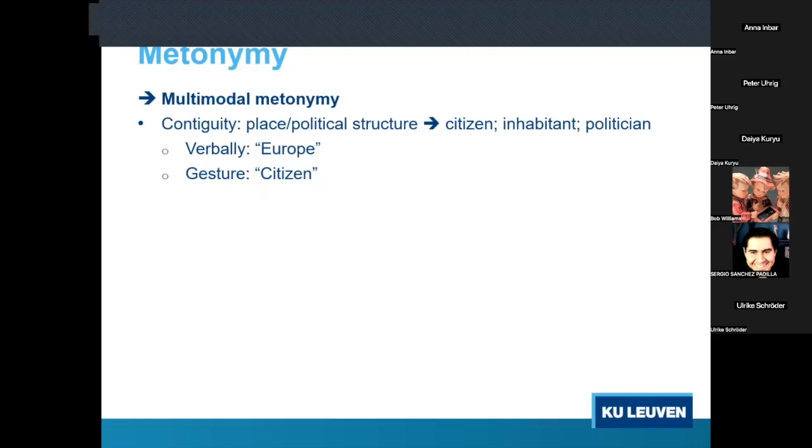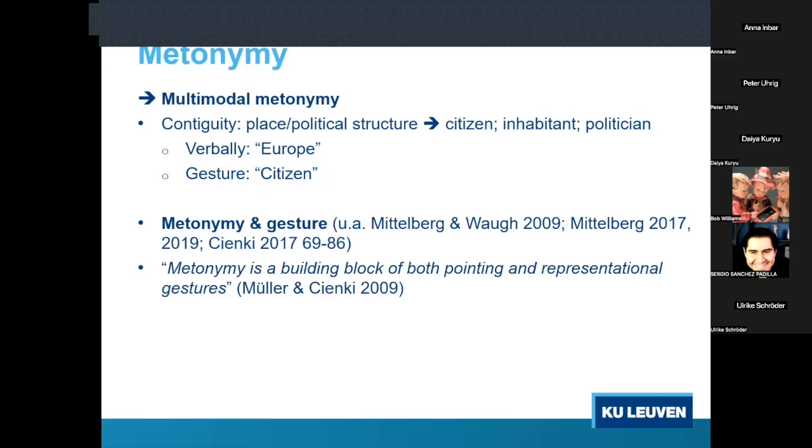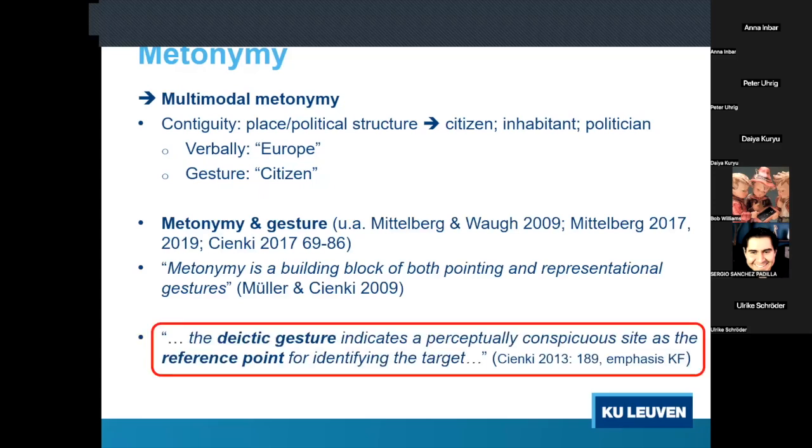Now, my point here is that a lot of things have been said already on the relationship between metonymy and gesture, but the common thought on metonymy and gesture is that the deictic gesture always indicates a perceptually conspicuous site as a reference point, so the source for identifying the target. So along with the idea that, like with the 5 sails, also the gesture points at the source, at the conspicuous site serving as reference point for identifying the target. But in this case, the target, namely Europe, is already very clear and doesn't need to be reached at all. So the gesture isn't serving as a reference point.